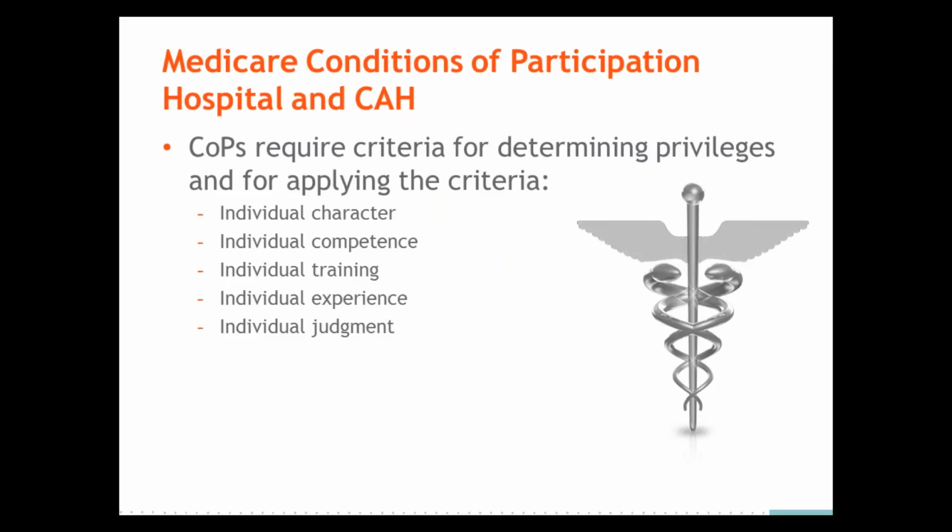The Medicare conditions of participation for both hospitals and critical access hospitals require that criteria are established for determining privileges and that there is a mechanism for applying that criteria. What they require is that for each practitioner who's going to be granted privileges, you look at that person's character, competence, training, experience, and judgment. So these are specific things that every hospital that treats Medicare patients has to look at for every applicant.